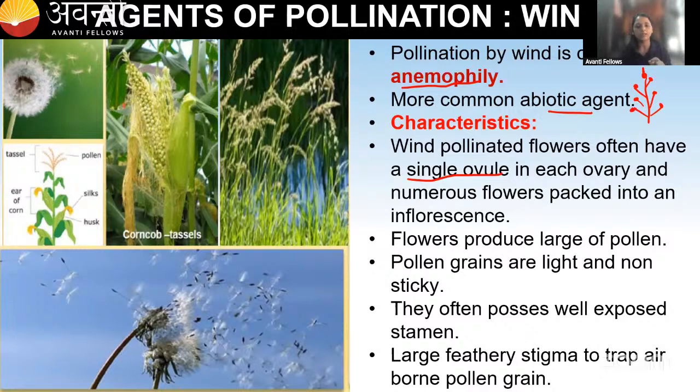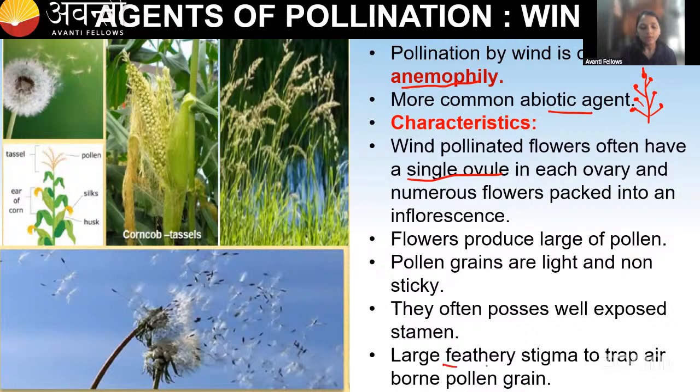So that's why the pollen grain is non-sticky and lightweight. Okay, and what about the stamen? Stamens are exposed. You can see here, it is exposed like this. Through the wind, the pollen grains will be moved like this. So that's why the stamens are exposed. It is not bound in the flower. It will be exposed outside the flower.